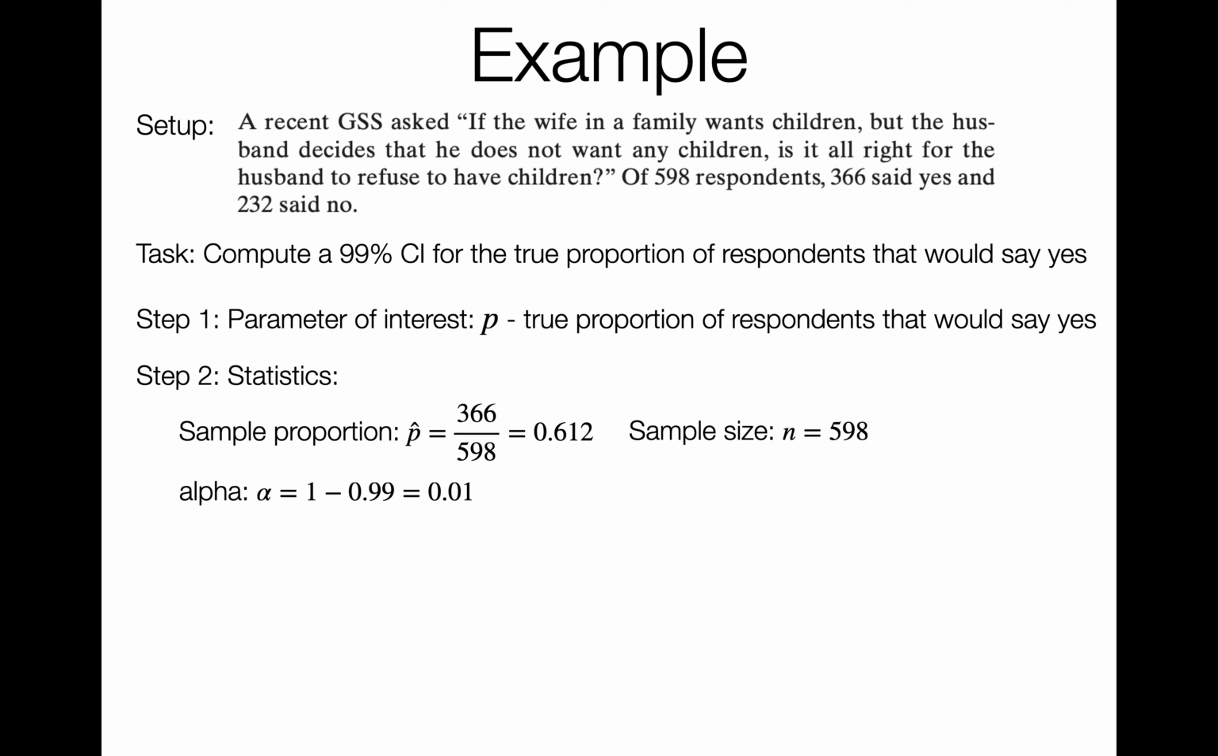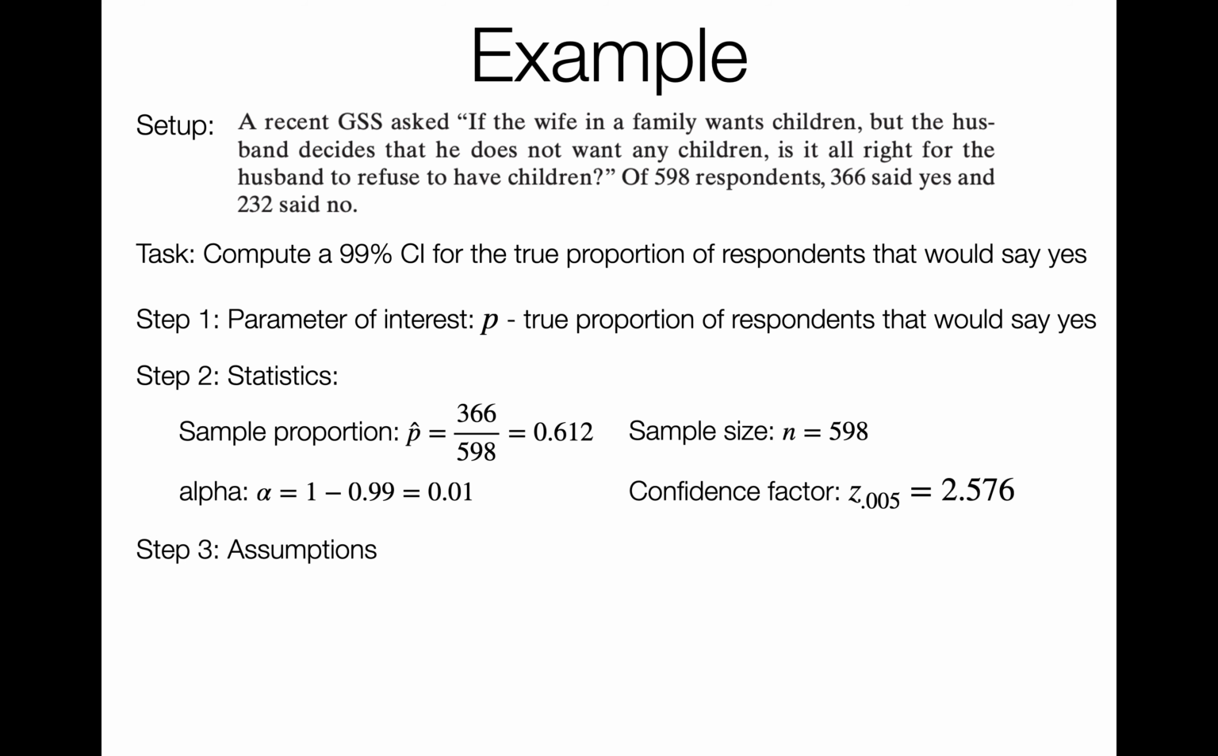And then what's alpha? We need alpha to find the confidence factor. Alpha is 1 minus 0.99, which is 0.01. And then I want to find that confidence factor. Hopefully you found this in your last Your Turn exercise, but the confidence factor for a 99% confidence interval for p is 2.576, if you round to 3 decimal places. So now I have all the information that I need to create that confidence interval.